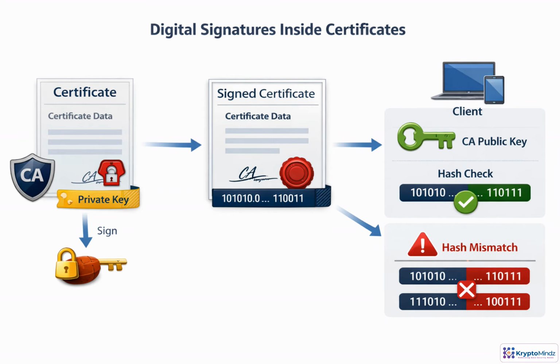Under the hood, a digital certificate is just structured data plus a digital signature from the certificate authority. The CA takes the certificate data, computes a hash, and signs that hash using its private key. When a client receives the certificate, it recomputes the hash and verifies the signature with the CA's public key. If anything in the certificate data has changed, the hashes no longer match and signature verification fails.